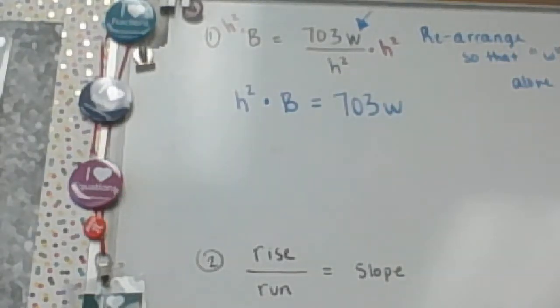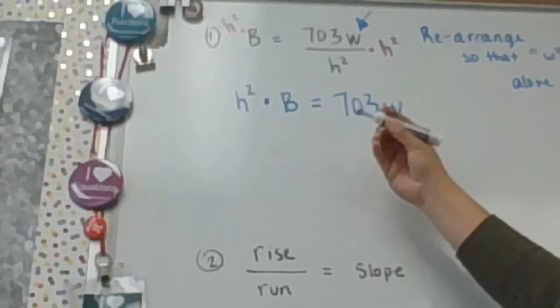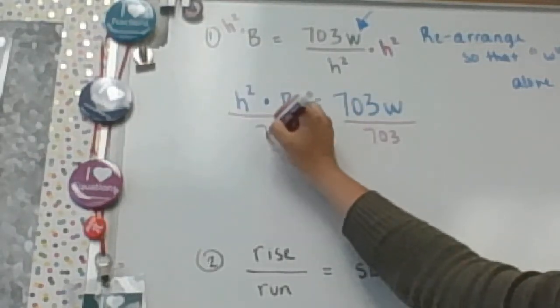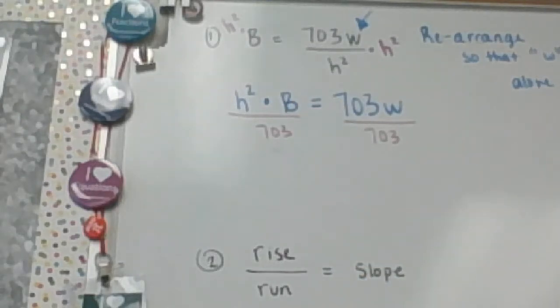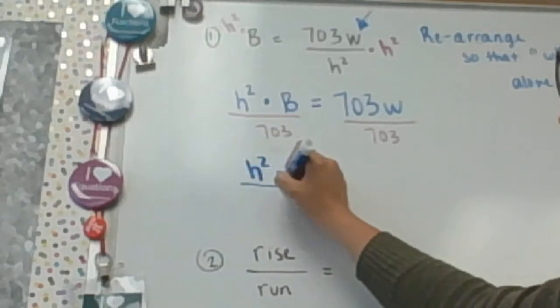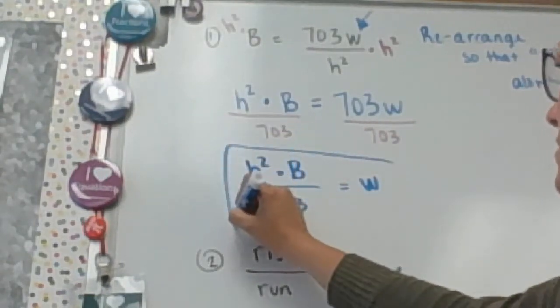And you only have one more step to get W alone. This is multiplication. The opposite of multiply is divide. Divide both sides by 703. H squared times big B divided by 703 equals W.